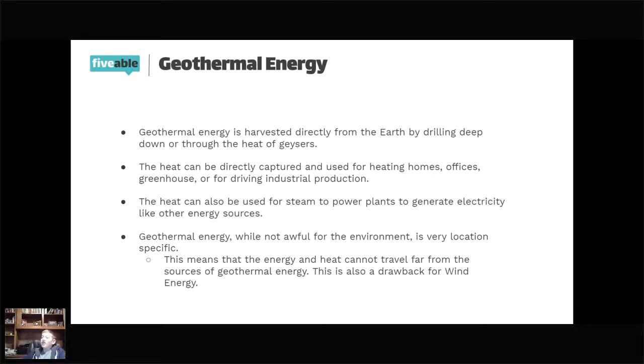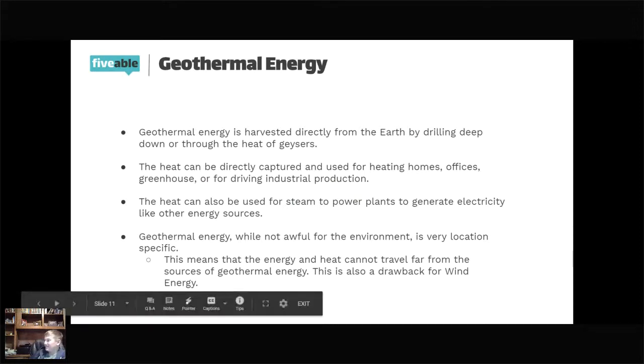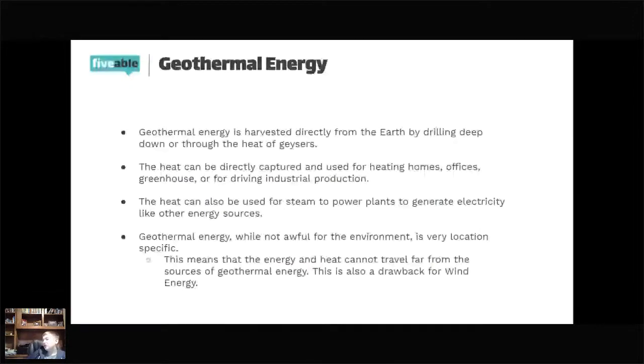Okay, so next bullet. Geothermal energy, while not awful for the environment, most renewable energy sources are not awful for the environment besides dams, is very location specific. What that means is, I don't know if you know about wind turbines, but there are a lot of wind turbines out in West Texas. I don't know if you've ever driven through West Texas or Kansas or Oklahoma, but there are a ton of tall, giant, white wind turbines that spin with the wind.